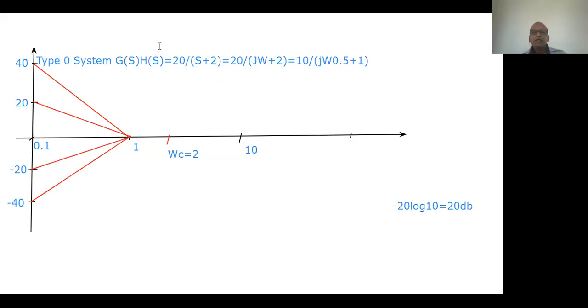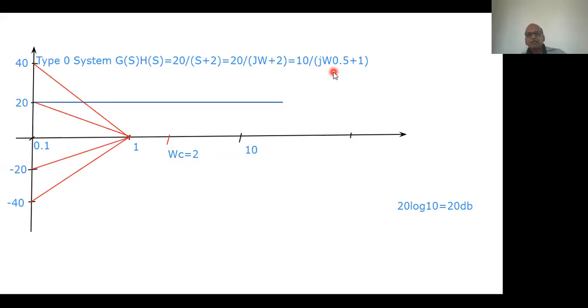Draw a straight line at a magnitude equal to say 20 dB. This is the first factor. And then, if you consider the second factor, that is j omega 0.5 plus 1, the corner frequency is equal to say 4. Draw a line. What is the slope? Slope equals minus 20 dB per decade.